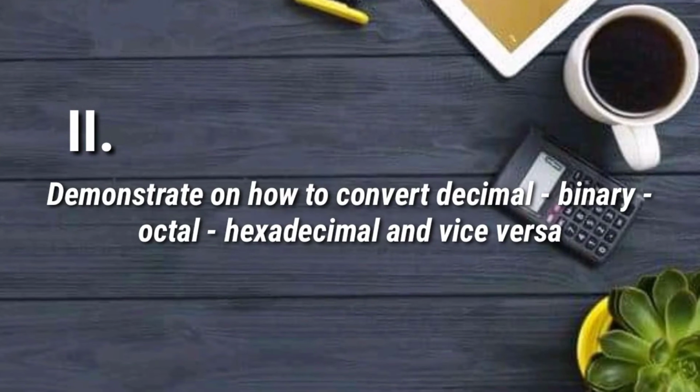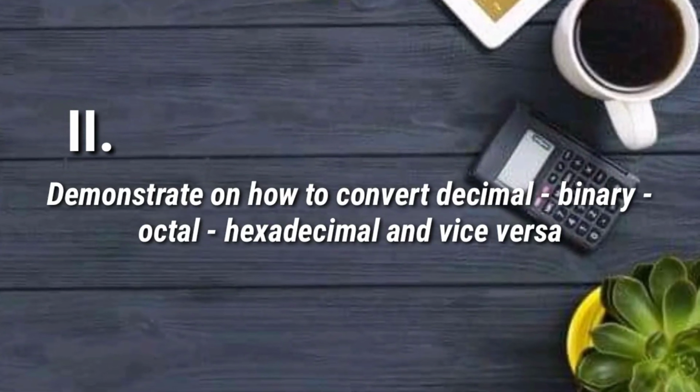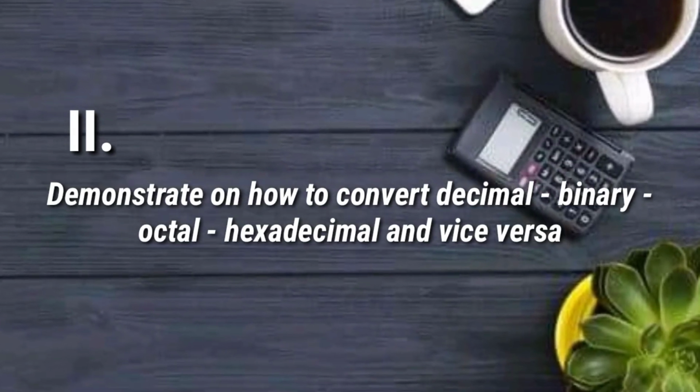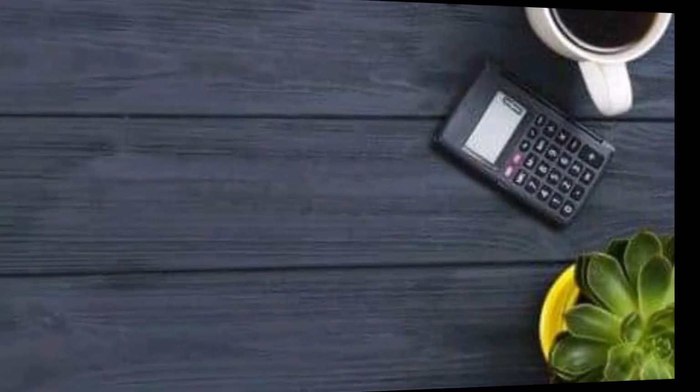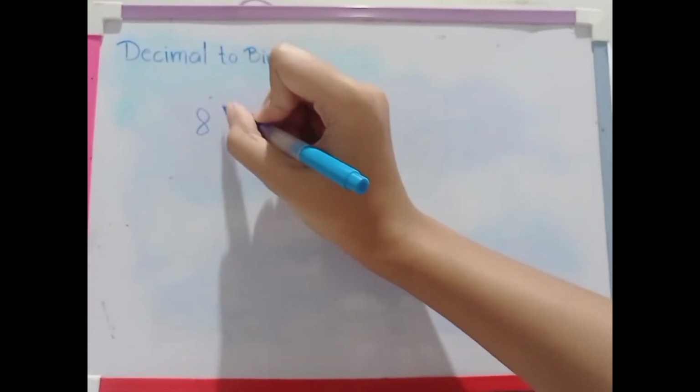So in this video, I am going to demonstrate how to convert decimal, binary, octal, hexadecimal, and vice versa. Let me first demonstrate how to convert decimal to binary. For example, we are going to convert the number 89 into binary.